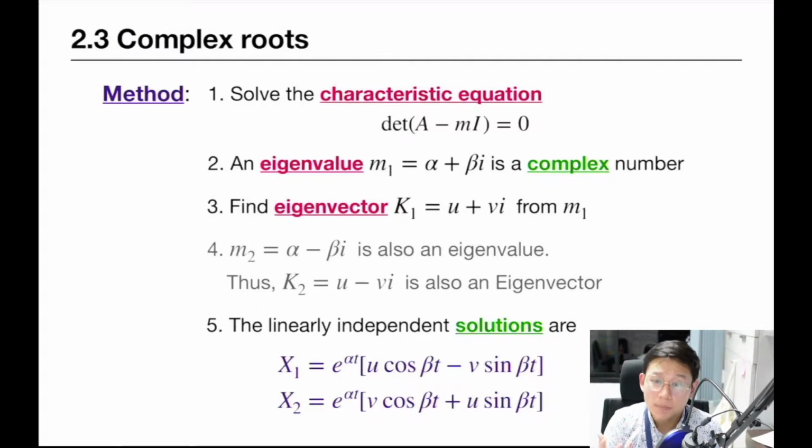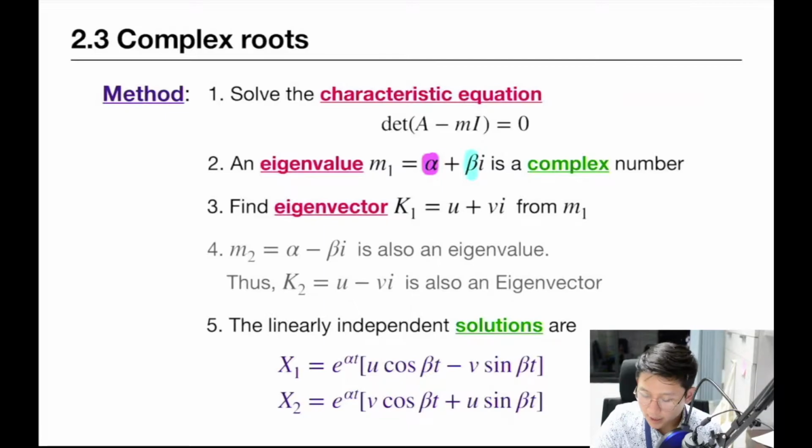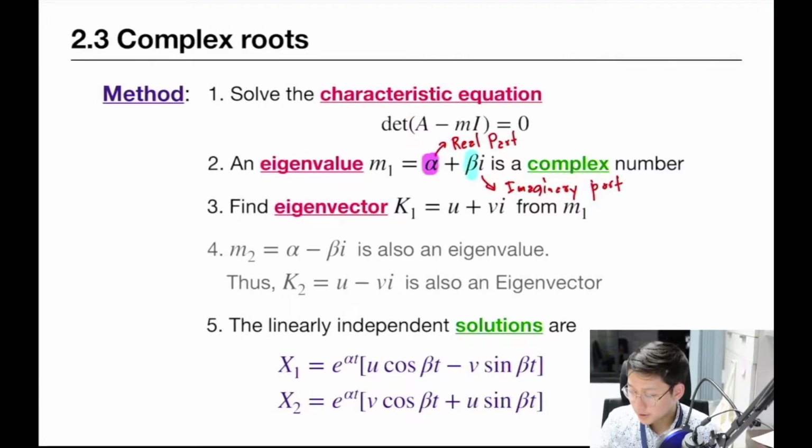Okay, and it's a complex number. Let's call it alpha plus beta i. So this alpha is called the real part, and this beta is called the imaginary part. Right, it's the real part and the imaginary part.